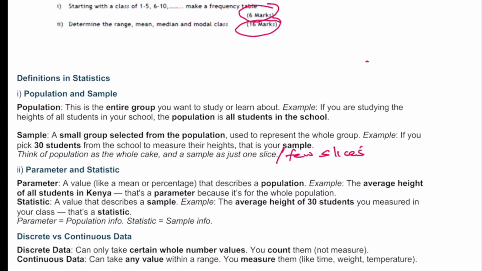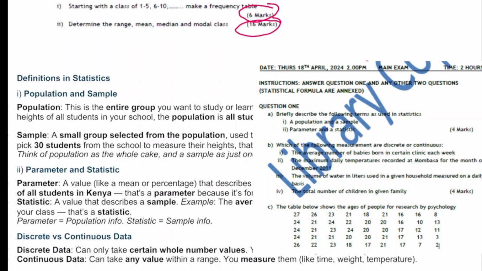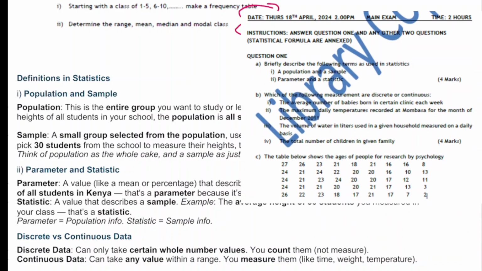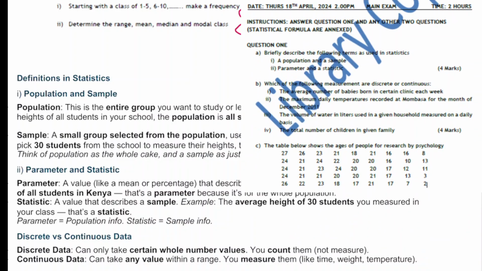Okay, so I will project the question and place it somewhere. So question 1, that's why I'm telling you to use, because I'm using a software. So question 1, briefly describe the following terms as used in statistics. Population. What is population? So let me hide for a moment the question.